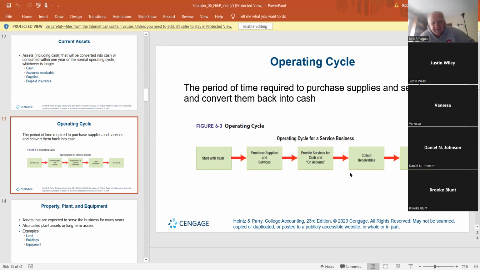Operating cycle. They're just pointing out you start with cash. You start with cash and you do something with it. You buy supplies and services. You provide services or sell your product, collect receivables, and back to cash. Cash to cash.